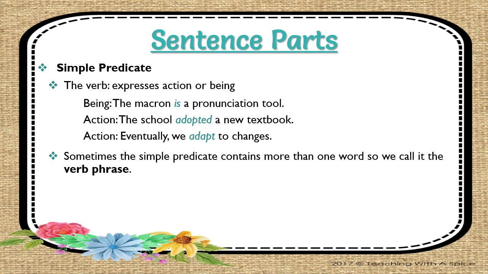Sometimes the simple predicate contains more than one word, so we call it the verb phrase. This is when there's more than one verb to make up your simple predicate. Many plants can grow after dark. Remember what we call this first verb? Right, a helping verb.